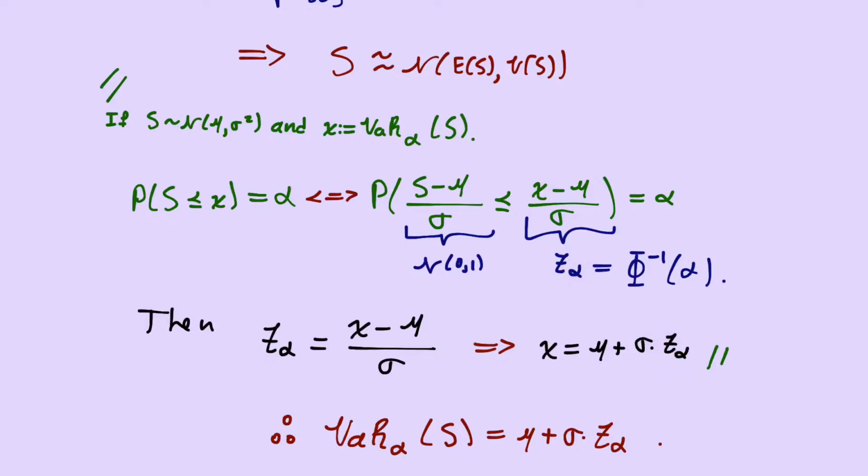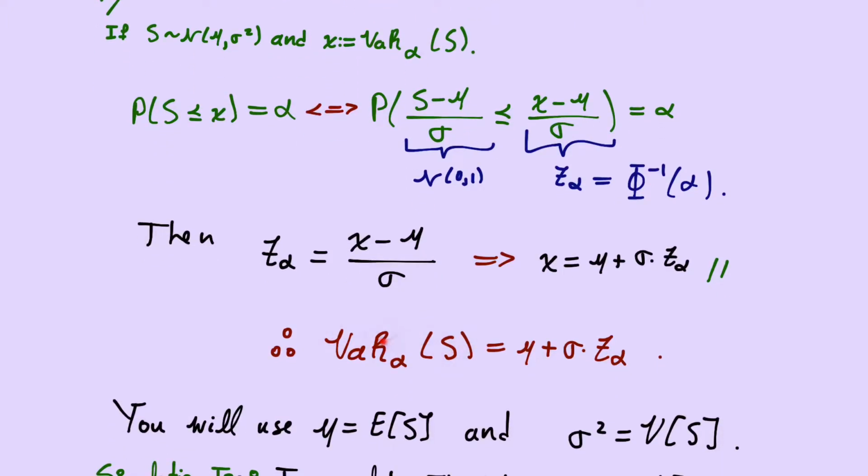Okay, so if you want to calculate the value at risk of any normal random variable, you can just use these values that you can find in the tables of the standard normal distribution. So the VaR would be this expression. So this was like a recall.